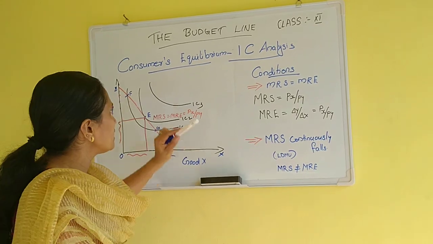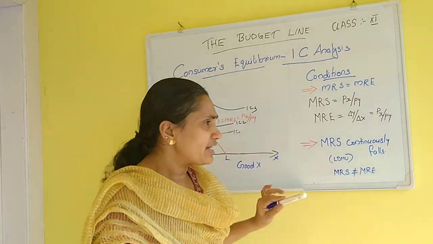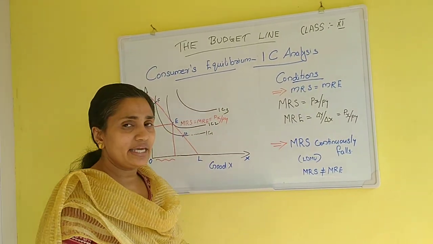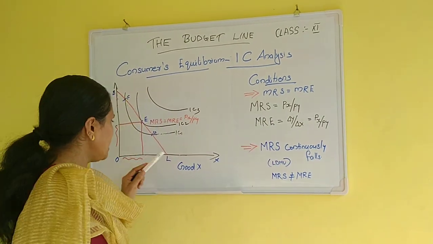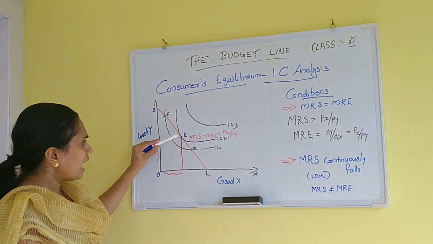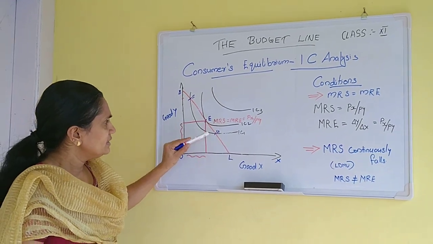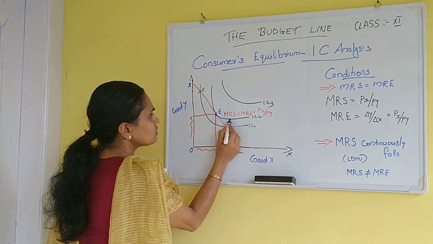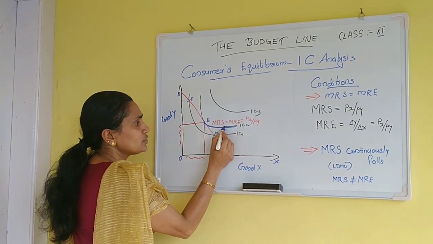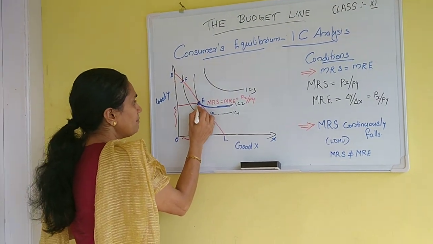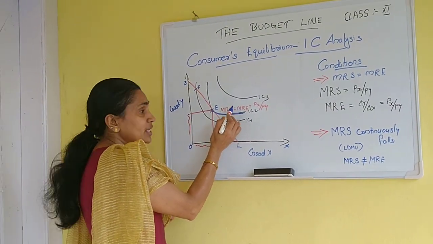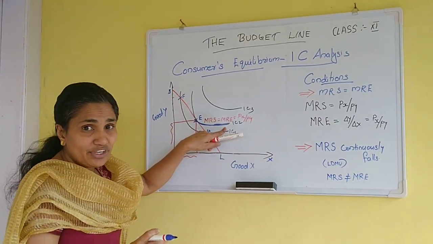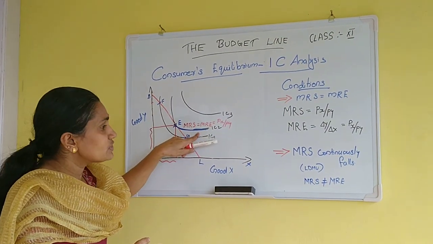There are 2 conditions in the consumer's equilibrium under the indifference curve analysis, and the first condition is MRS is equal to MRE. Then MRS continuously falls. See this point. After this or below the point E, this MRS, which is shown in the indifference curve, falls. Understood? This is the second condition. First condition, MRS is equal to MRE. That is the first condition. The second condition, MRS continuously falls. MRS, that is the slope of indifference curve. That slope starts to fall down.